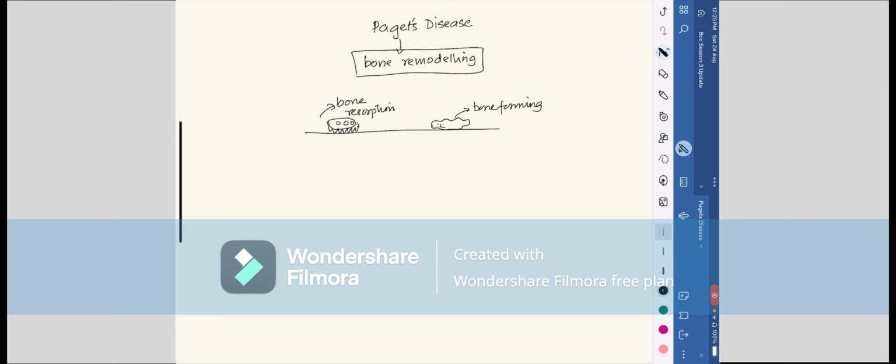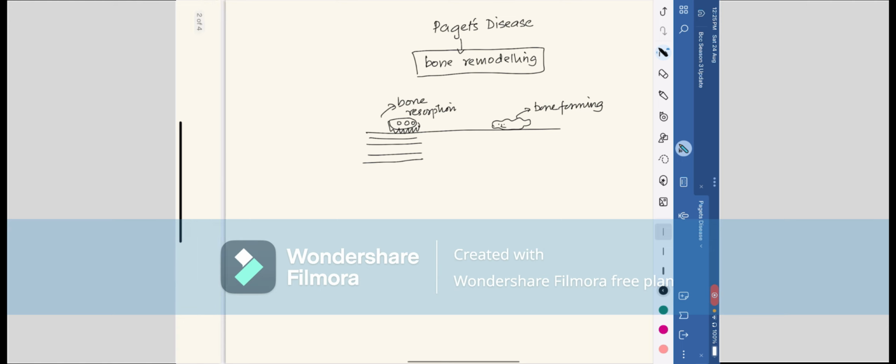Normally, if there is dead and damaged bone tissue which needs to be replaced, the first to come to that place is the osteoblast. So, let's see this bone. These are the osteoblasts. All right, and the osteoblast initially releases a substance called RANKL, receptor activator of nuclear factor kappa B ligand.